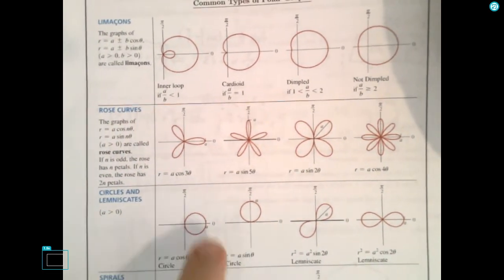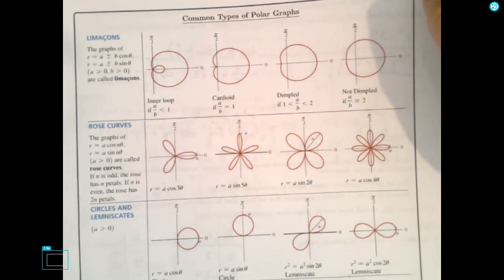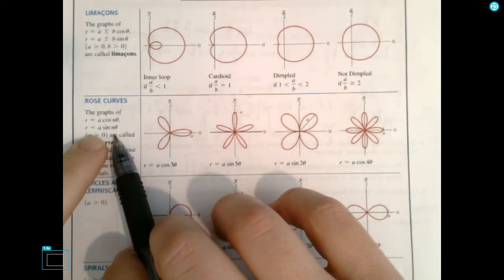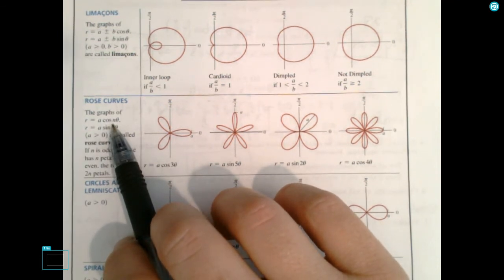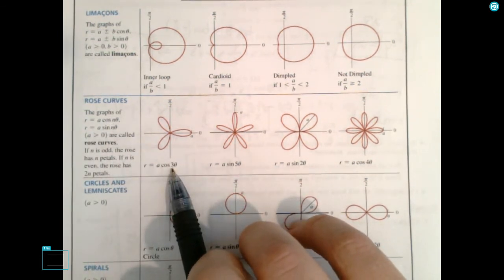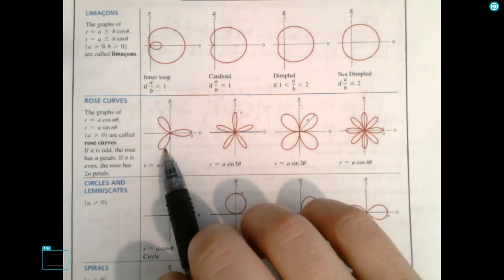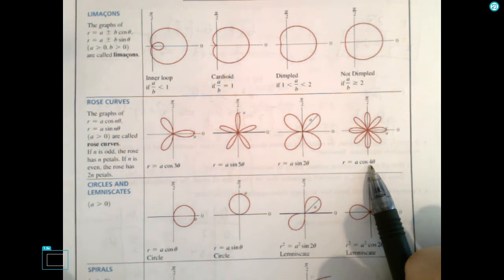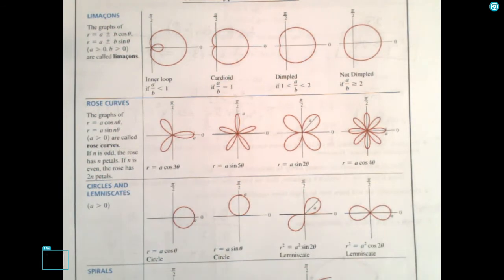You've got rose curves that look like this. The thing to notice about rose curves is that they have the form a cosine n theta or a sine n theta. N tells you how many petals you have. If n is odd, then you have n petals. So in this case, n is 3, so you have 3 petals. If n is even, then you have 2n petals, right? So in this case, n is 4, so you have 2 times 4, so 8 petals, and sure enough, 8 petals.